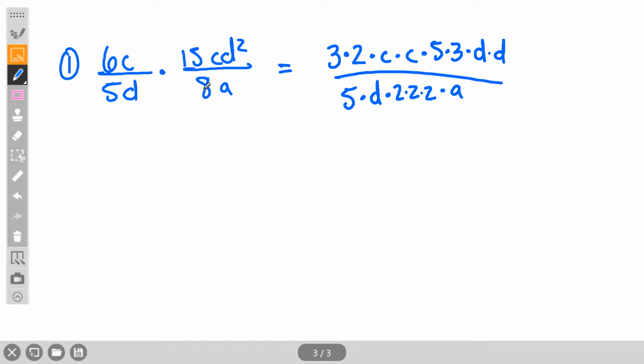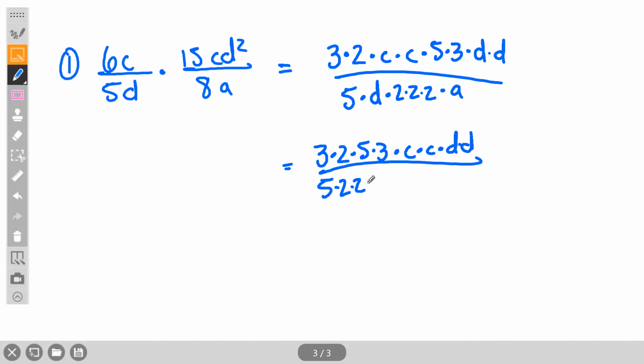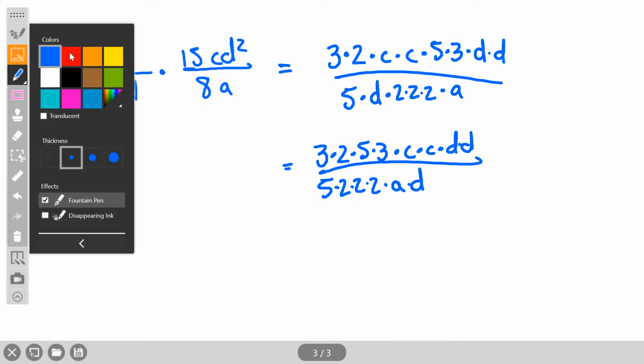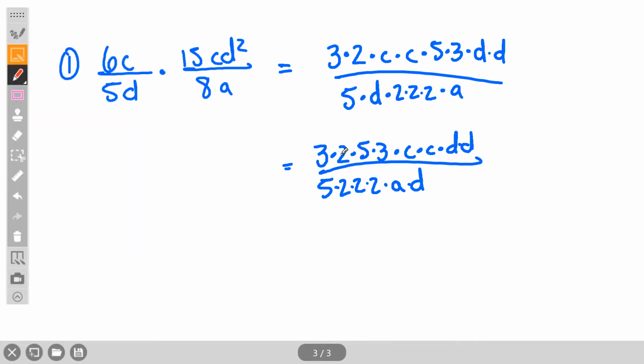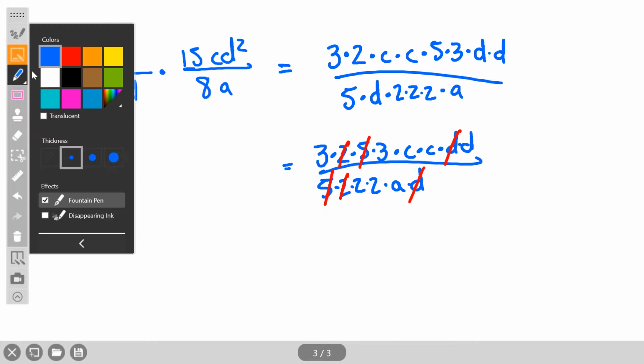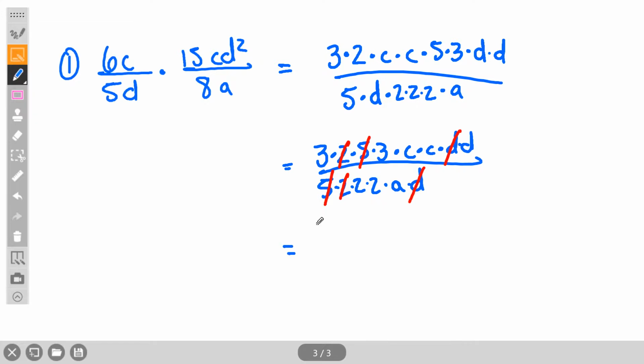Let's put the numbers and variables next to each other. So on the top, that's 3 times 2 times 5 times 3 times c times c times d times d. And the bottom, that's 5 times 2 times 2 times 2 times a times d. Now we just need to start canceling factors. So 2 cancels, 5 cancels, d cancels. And then whatever we're left with, that's our answer.